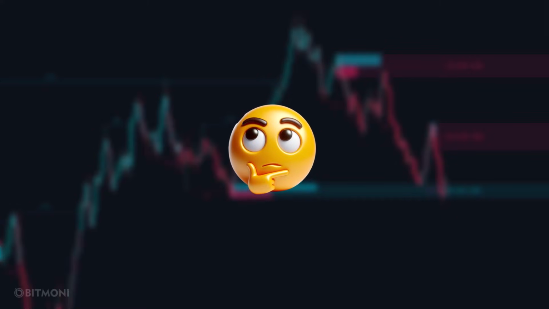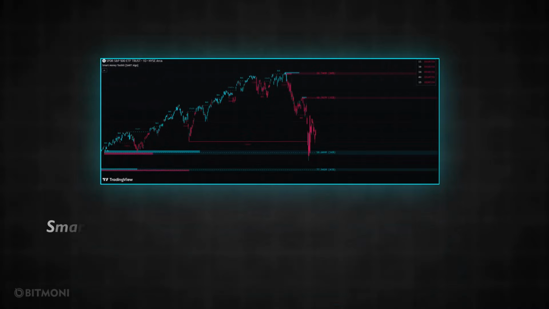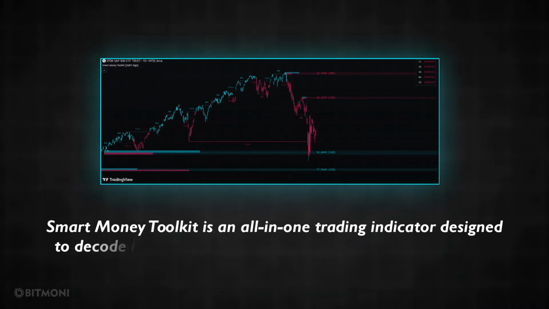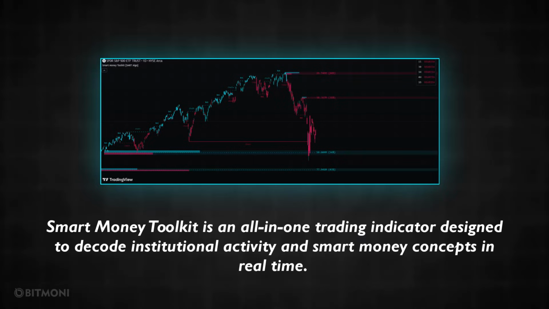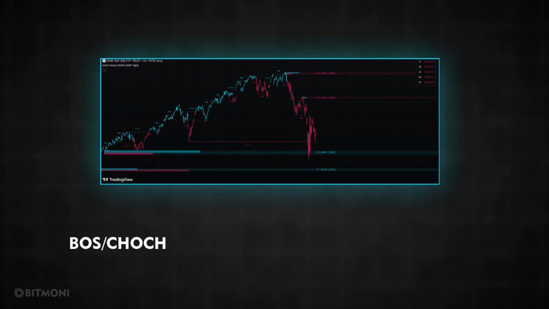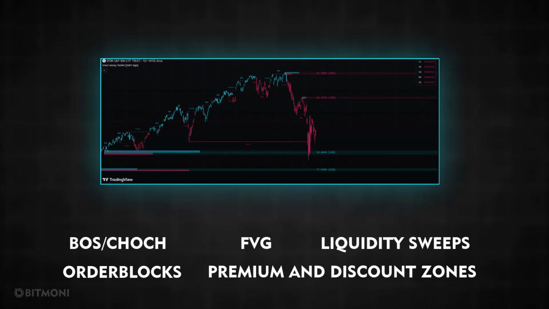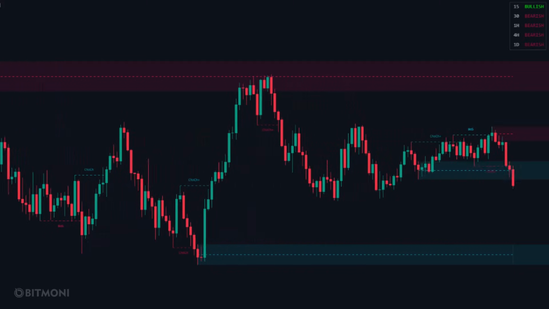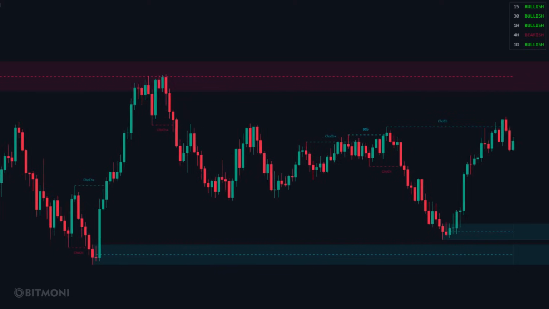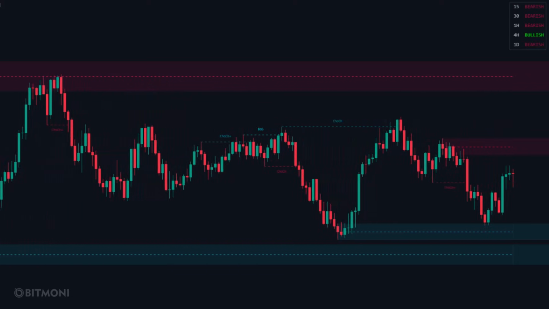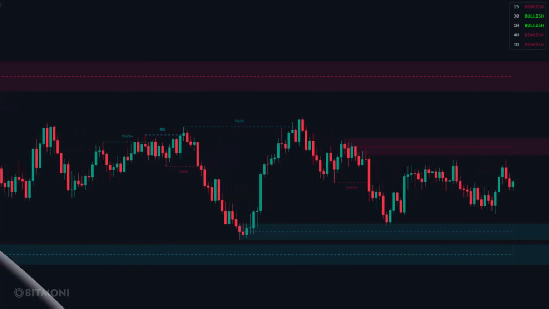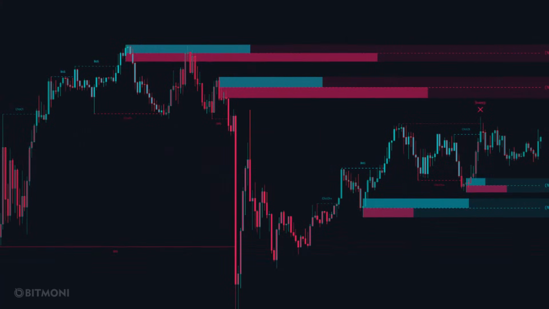First, what exactly is the Smart Money Toolkit all about? Smart Money Toolkit is an all-in-one trading indicator designed to decode institutional activity and smart money concepts in real time. It automatically detects key market structure shifts, like break of structure and change of character, highlights fair value gaps, liquidity sweeps, order blocks with volumetric data, and visualizes premium and discount zones. With dynamic structure filtering, multi-timeframe analysis, built-in alerts, and more, it helps traders spot high-probability setups and trade with the precision of institutional players. To add this indicator to your chart, just head over to TradingView.